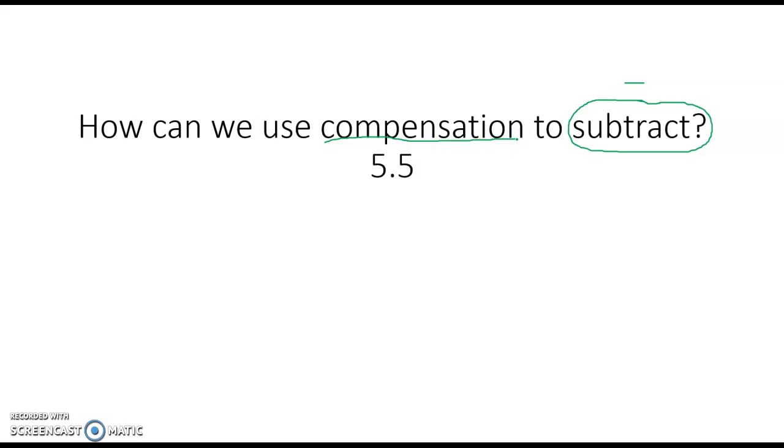When we use compensation, we round one of the numbers to make the calculations easier. But then we have to make up for what we did with the other number. So we have to compensate. For example, if I had 38 minus 23, those are hard numbers to work with. But if I could make 38 into a 10, I know that would be so much easier to calculate. So to make 38 a 10, I have to add 2 to make it 40.